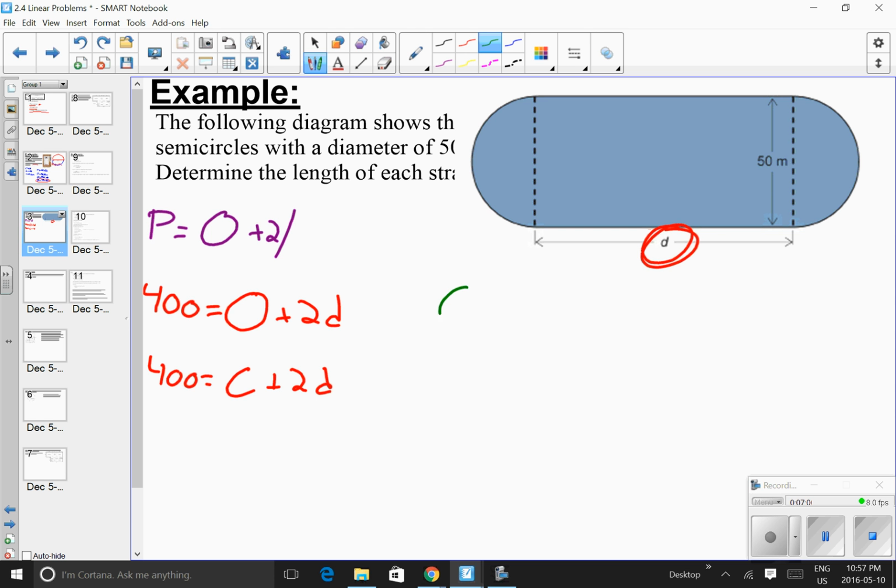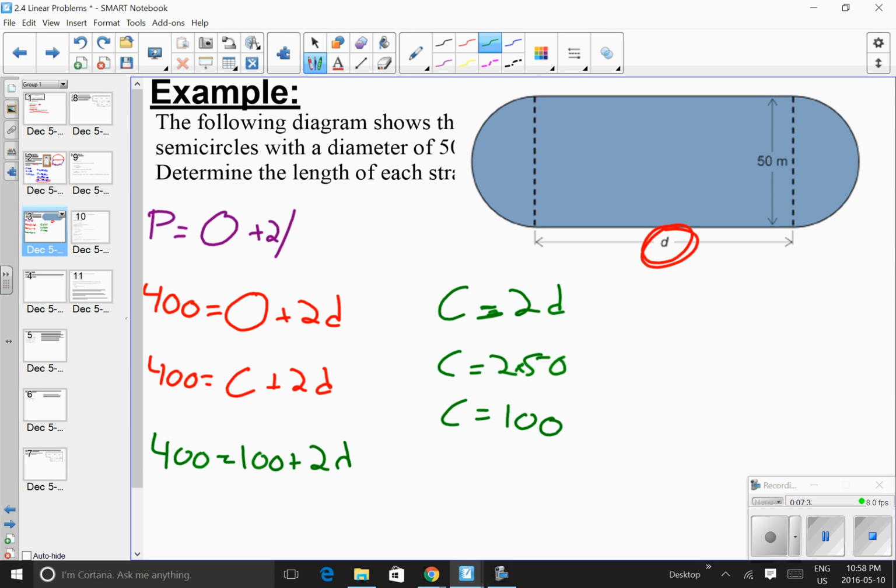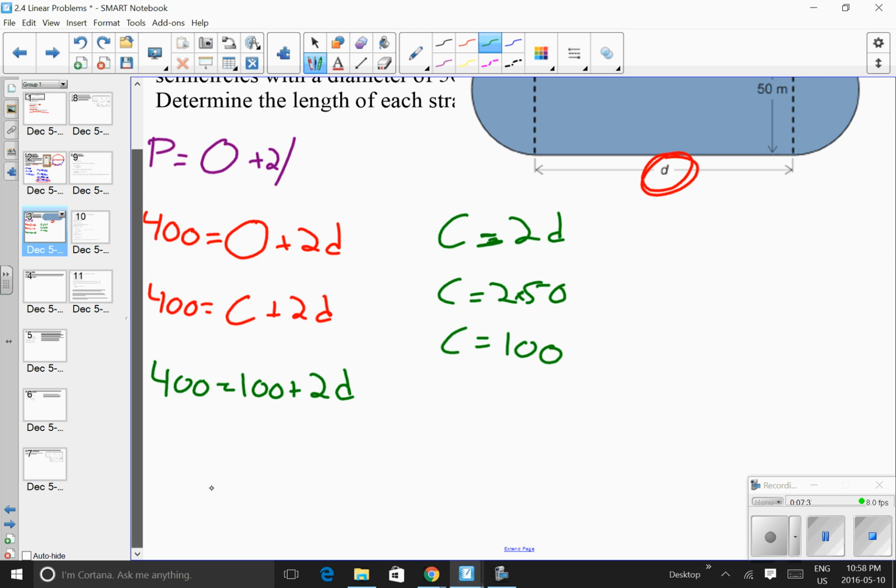So my circumference, I know that the formula for circumference is pi times diameter, the diameter of the circle, which we knew was 50. Pi times 50 is about 157. So my circumference is about 157. So I can put that in right here. So 400 is now equal to that plus 2 of those straight distances. Now I can work with this to try to get that d, that distance, by itself.